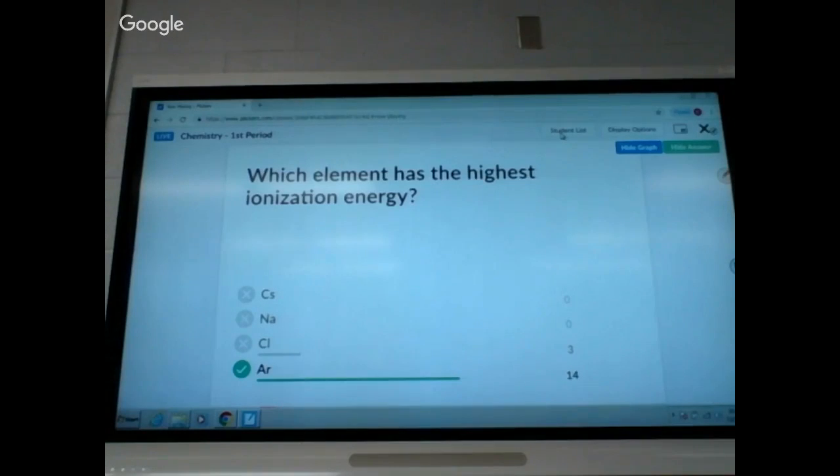What did we forget? For the 3 people who forgot, is it chlorine? Ionization energy goes all the way to the noble gases. Y'all got electronegativity and ionization energy backwards.